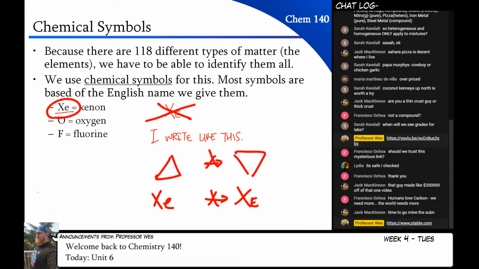Okay? So whenever you're writing out symbols, make sure that you are using the first letter as a capital and the second letter as lowercase, always, always, always. Otherwise it gets marked wrong, and that's no good.